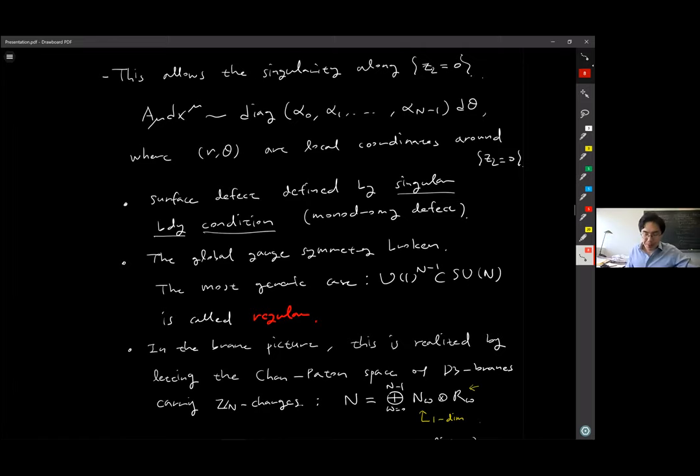So in the brane picture, this boundary condition can be realized by letting the Chan-Paton space of the D3 branes carry Z_n charges. So this C^n, the n-dimensional vector space, which is the Chan-Paton space of n D3 branes, is now decomposed into n one-dimensional spaces, each of which carries the Z_n charge omega. So this is the one-dimensional representation of Z_n with charge omega.